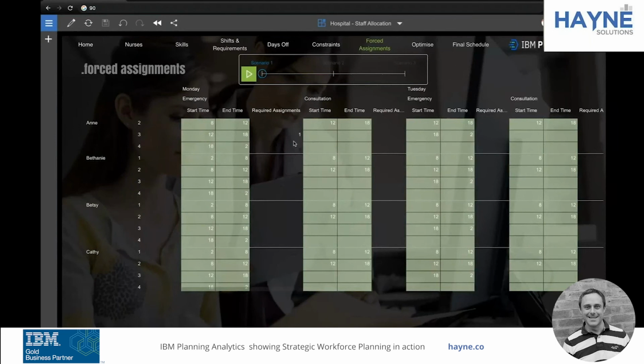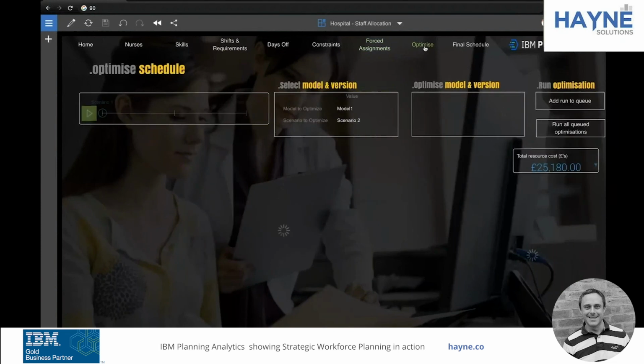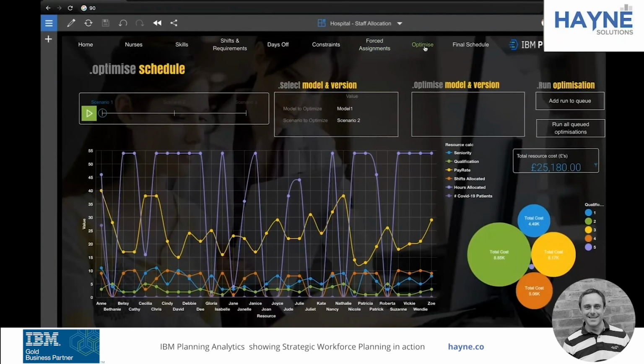Having entered all of the data, all the requirements and constraints, etc., we can then have a look at running the process to build our workforce plan. So when we move to the Optimize tab, we'll see what things look like.